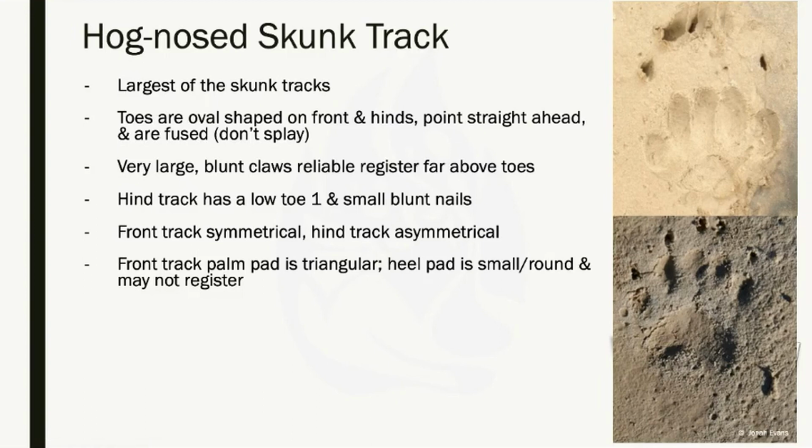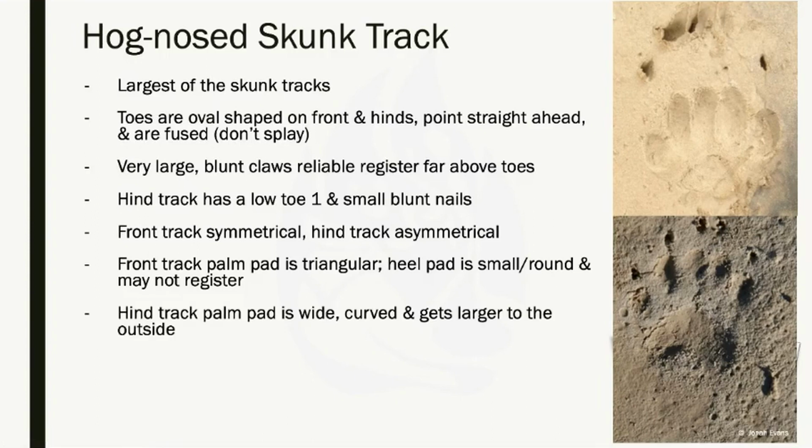And another interesting feature of hognose skunks is that the palm pad is this almost triangle shape. It's almost like canines a little bit. It's small compared to the rest of the track. The toes are huge compared to it, but it's definitely triangular shape. Whereas the heel track is more this round arcing across the top. Excuse me, I said the heel pad, the heel track. And oftentimes, if you get a heel pad, it's going to be small and round, but it very often doesn't register.